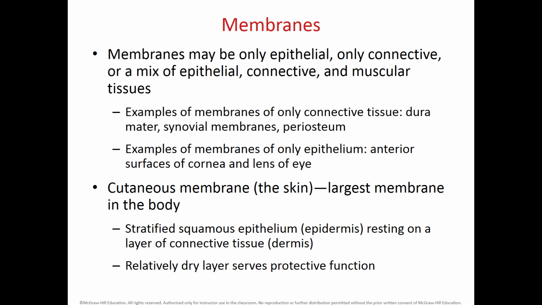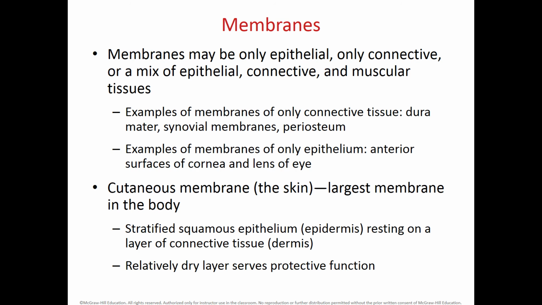Now in this chapter we are also going to talk about membranes. Membranes may be only epithelial, sometimes only connective, or sometimes a mixture of epithelial tissue and connective tissue and muscular tissues. So where do we have membranes of only connective tissue? In our brain, there is this covering outside of our brain that is called the dura mater, that is made only of connective tissue.